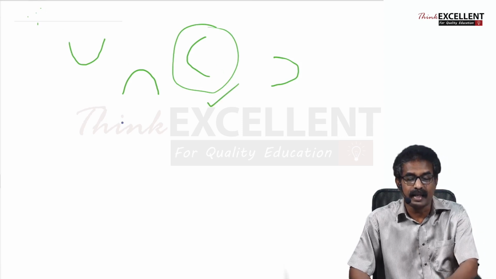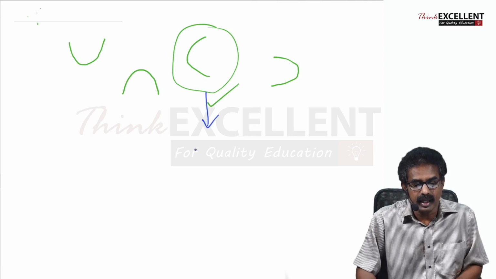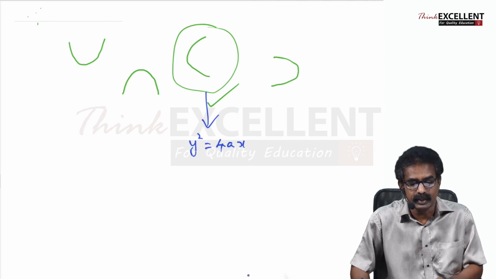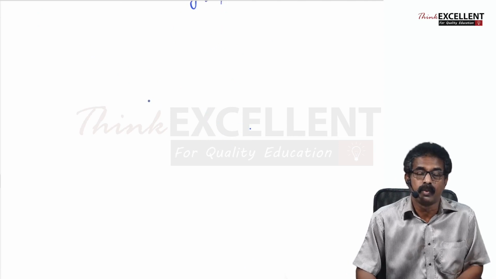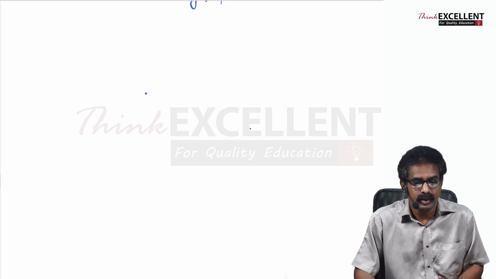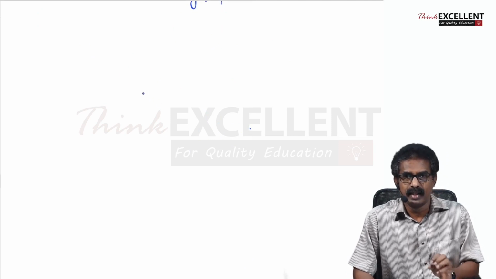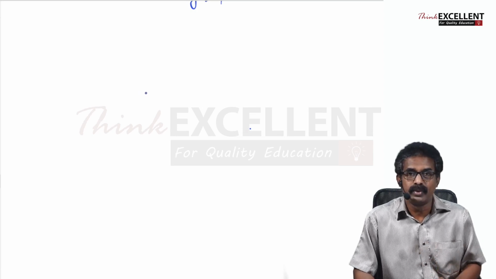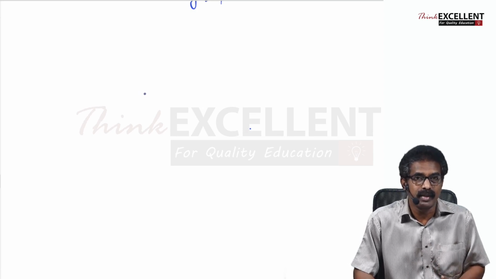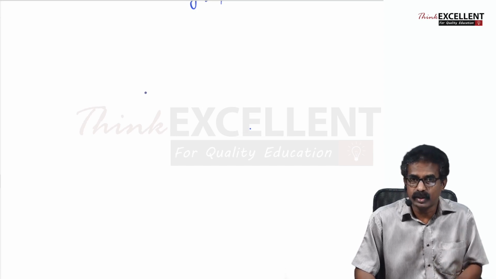So how to derive? The standard equation of this parabola is y square equal to 4ax. The standard equation of this parabola is what? y square equal to 4x. So let me explain a little fast and brief how to find the standard equation of parabola, and the proof also you have to study.